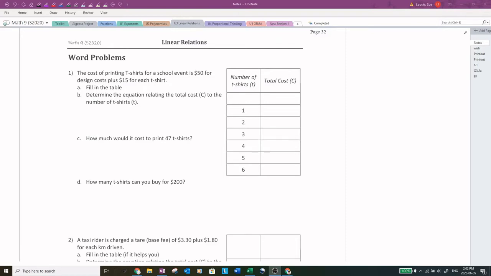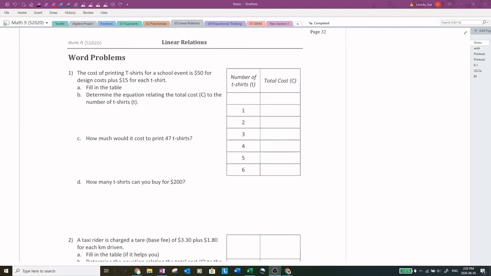And you'll see that most questions are going to be like this. There's like a set one-time cost and then something else that happens for each event or each t-shirt or each kilometer or each page of the book or something like that. Okay, this is a common reality actually out in the world. So the first thing we're going to do is fill in the table.